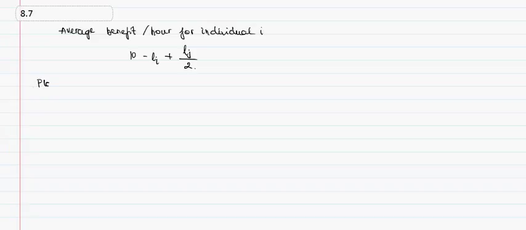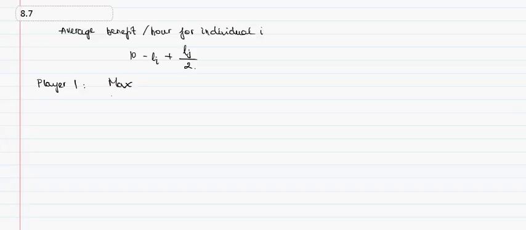Now first of all, we would like to write out the objective function for player 1. Player 1 will try to maximize his objective function, which is equal to the total benefit minus the total cost. So what is the total benefit for player 1?